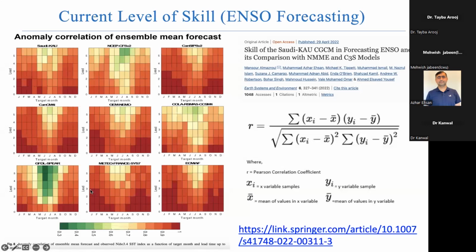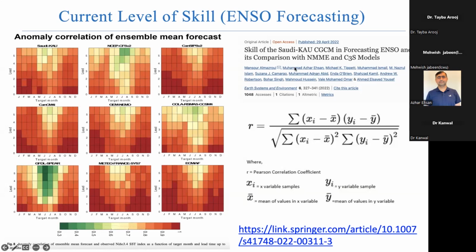Some of the models show high skill in the first 3 leads, like ECMWF, Meteo France, and the CanSIP model. And there are a few models that have lower skill, like the GFDL SPEAR model. So even during the summertime, like May, June, July, even after one lead, when the forecast starts in May or in June, it quickly loses its skill. So the skill becomes really weak. Skill means correlation, in this case, anomaly correlation. So that's the current level of the forecast.